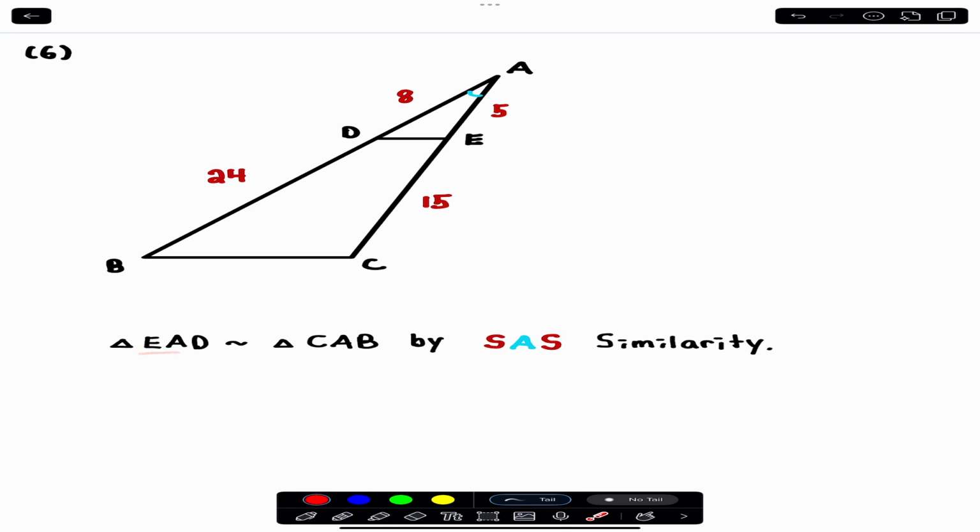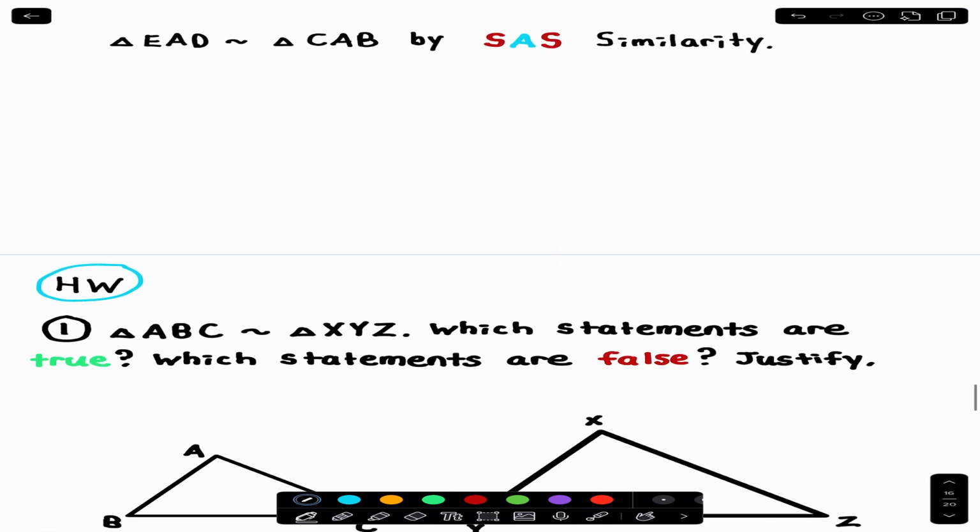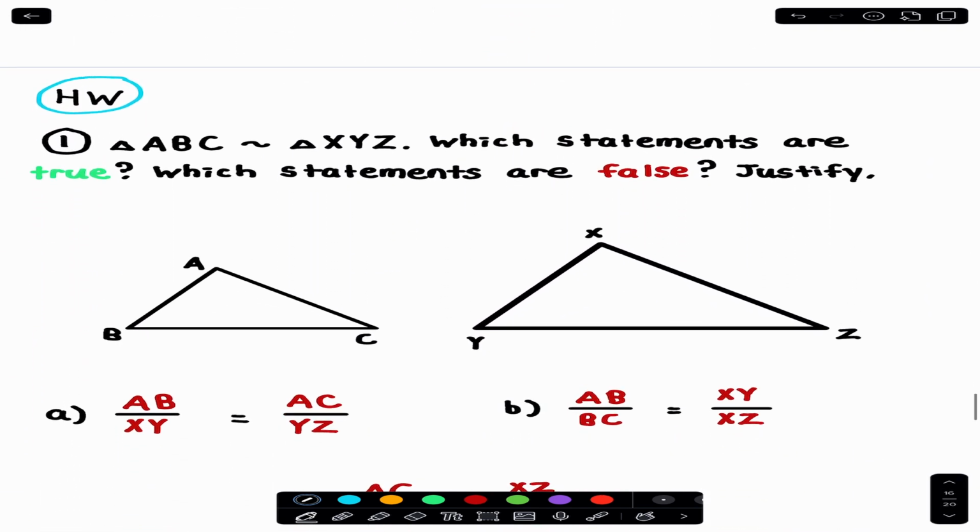EA, so that's 5 over AD, this 8. Is that equal to CA over AB? 20 over 32. It is indeed. This angle A is being shared in the middle, so this is correct. And there we go. That's all there is to this first video.